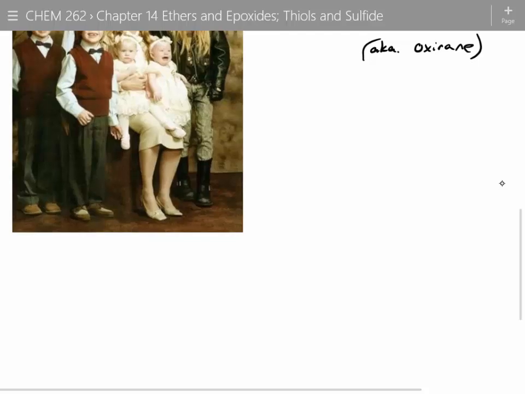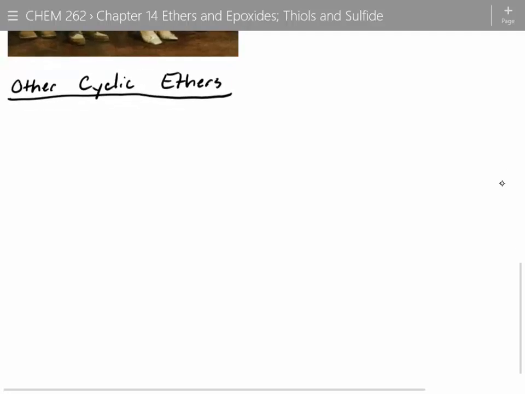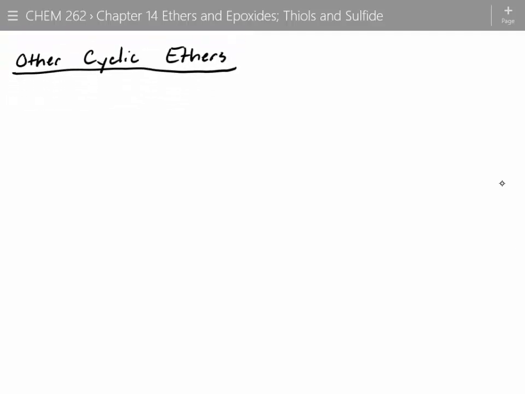There's some other cyclic ethers as well. And you may occasionally find these in pharmaceutical drugs, but we're not going to spend a lot of time on them. I just wanted to show them to you. We've got the four-membered version of an oxirane or an epoxide, and this is called oxetane.